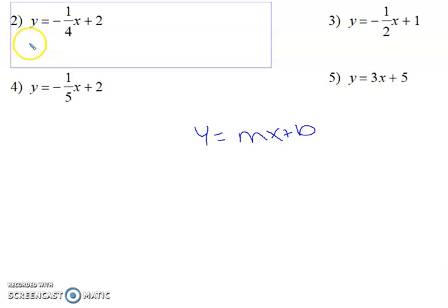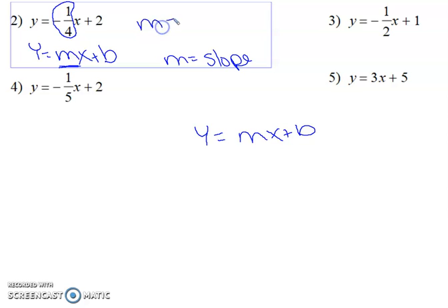All right, so this one, we know y equals mx plus b. M is slope every day, right? So go to number 2. My slope is -1/4. It is not -1/4 x. That is wrong. It is just the number in front of the variable x. Do not put the x with it.